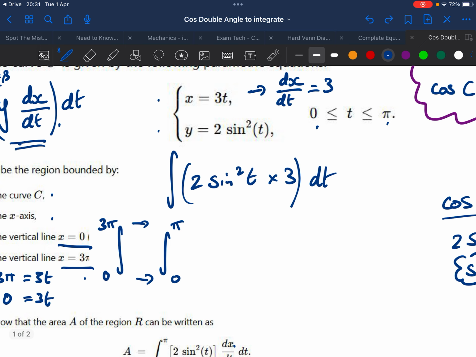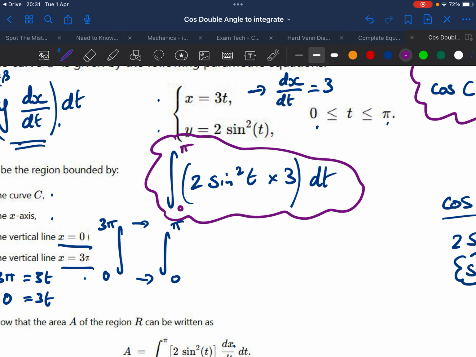Let's put everything together now. So I'll put my limits on here of pi and 0, and that would be ready to integrate. Now, we wouldn't really integrate a result like this. What we would often do is take any constants out to the front. So I would be answering this question here.